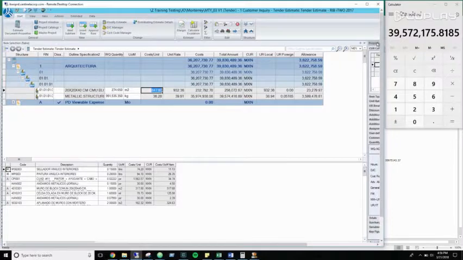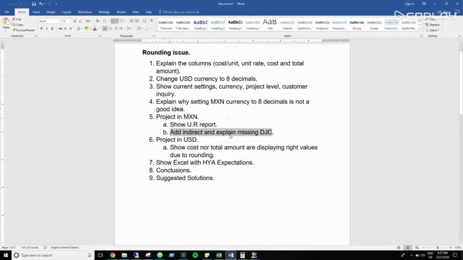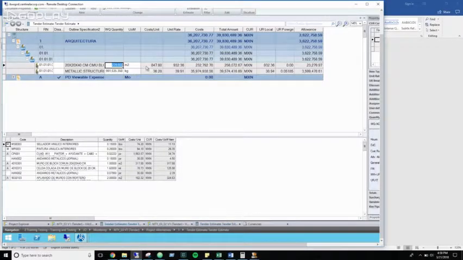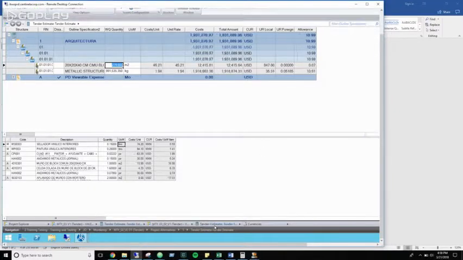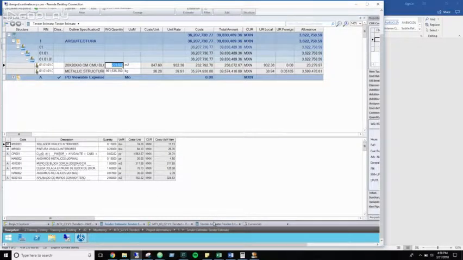So if I take this and multiply it again by the quantity, I'm gonna get the value I used to have in the total amount. That's what I mean when I say we're missing the direct job cost here. So let's go back to the document, and the next step will be the project in the USD. So let's go to ITWO, and this is the MXN, and this is the USD. As you can see, it's exactly the same project, just in USD, and this is in MXN.